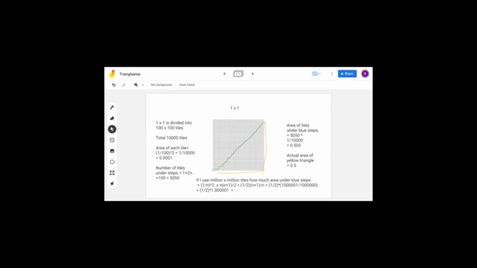Now someone tell me the formula for the area of all the tiles under the steps. N times N plus 1 divided by 2. Sir, we have to multiply the area of one tile, so 1 by 1 million whole squared, into the number of tiles under the blue steps. Exactly. So think that n is equal to a million. Now tell me the formula in terms of n. Okay, so n is a million. Now tell me what is the area of each tile? How much is it?